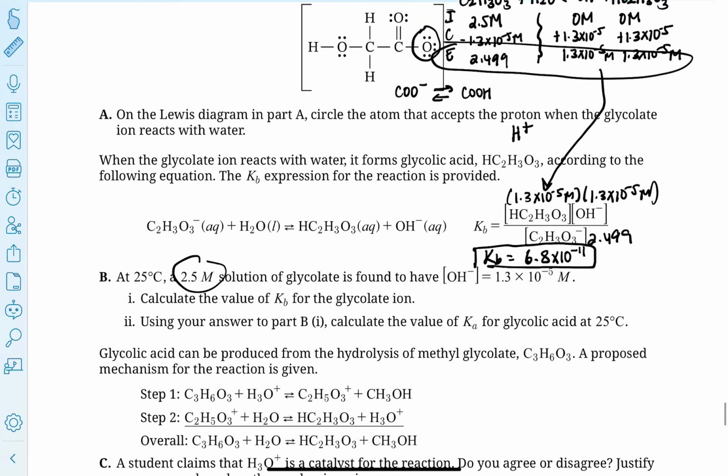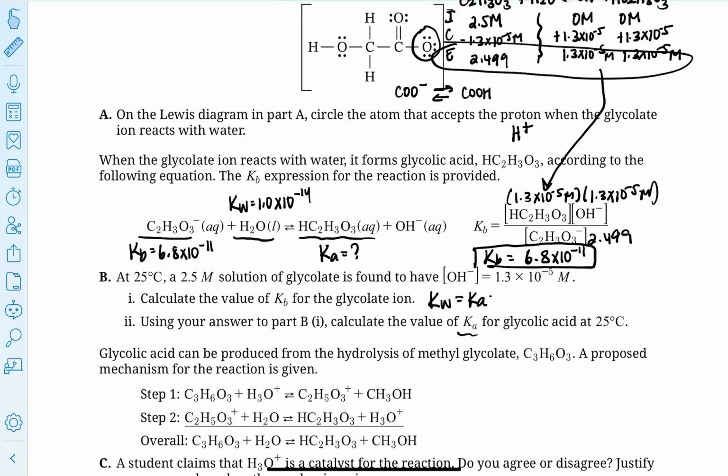Okay, the next part is calculate Ka for glycolic acid at 25 degrees. So again, based on my equilibrium expression up here, I know that Kb is, since we calculated, 6.8 times 10 to the minus 11, and I need to find this Ka. So in this Bronsted-Lowry, because water is the other part of my Bronsted-Lowry equation, I actually know the equilibrium constant for water at 25 degrees. It's a constant. Kw equals 1.0 times 10 to the negative 14. So there's actually an equation I can use to solve for the Ka of my glycolic acid, and that is Kw equals Ka times Kb.